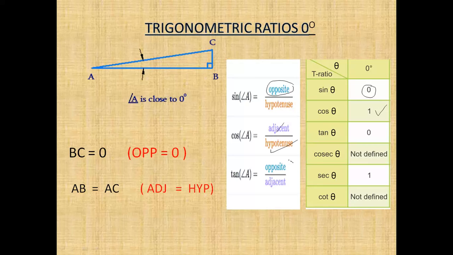Tan means opposite by adjacent. The opposite value is 0. 0 by anything is equal to 0. And cosecant is the reciprocal of sine. If you take the reciprocal of 0, that is 1 by 0. It is not defined. The reciprocal of cos theta is secant theta. The reciprocal of 1 is 1. That means secant 0 degrees is equal to 1. Cot theta is the reciprocal of tan. So the reciprocal of 0 is not defined.